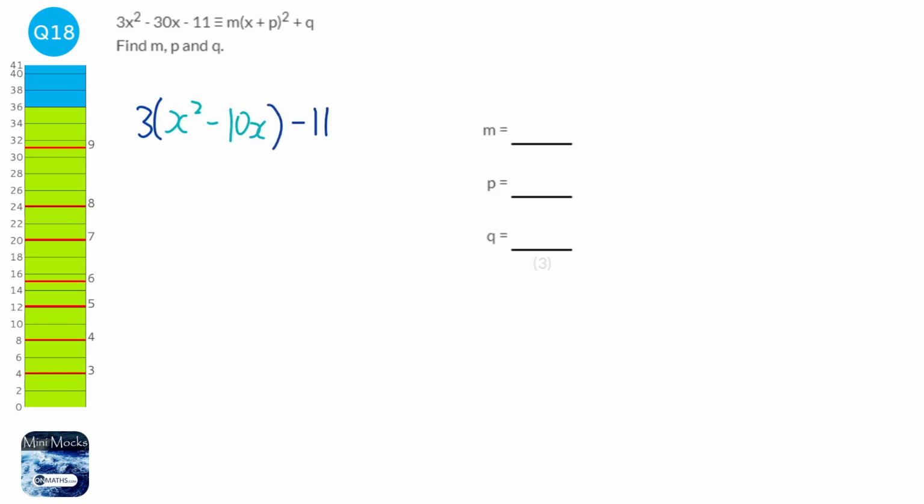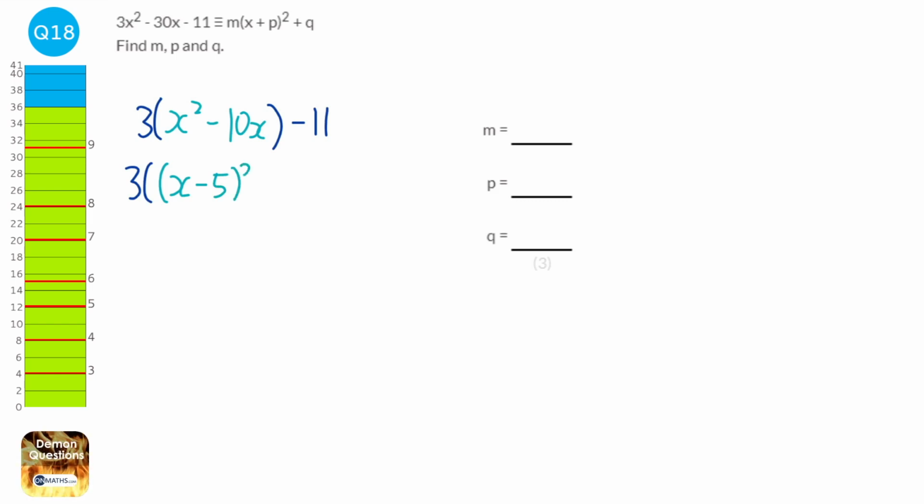Then we're going to complete the square with x squared minus 10x. So we're just going to copy in that 3 brackets. And how we do this is we create a bracket and we put the x at the start, minus half of the coefficient of the x. So half of the 10 would be 5.